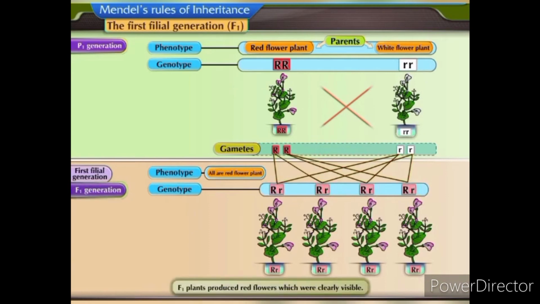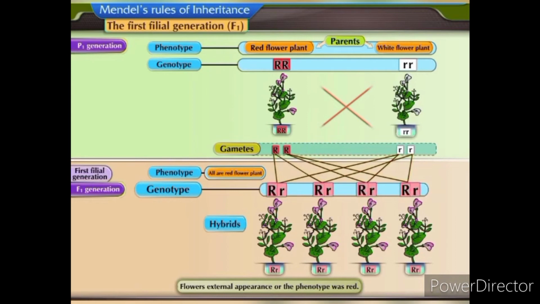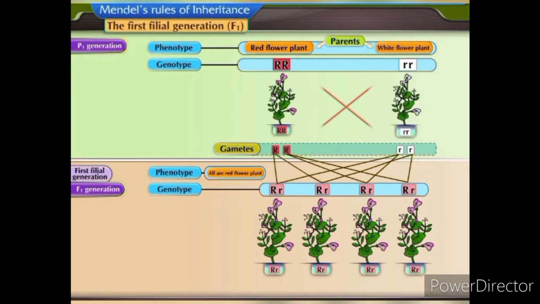These F1 plants produced red flowers which were clearly visible. That is, their external appearance or the phenotype was red. Thus, these F1 plants are phenotypically red, but genotypically hybrids with a combination of capital R, small r. In this experimental cross, red-colored F1 plants are similar in their phenotype, but different in their genotype in comparison to the red-colored parental P1 plant. That is, P1 plants are capital R capital R, and F1 plants are capital R, small r.